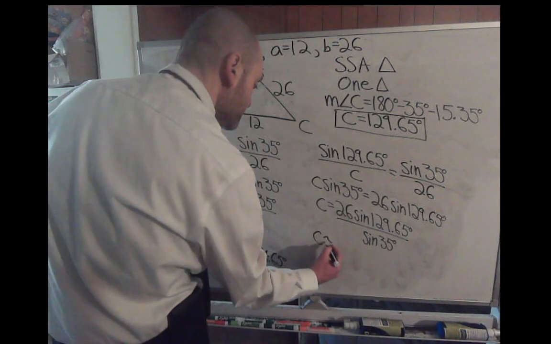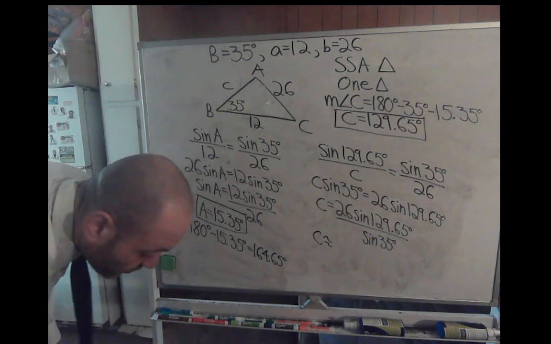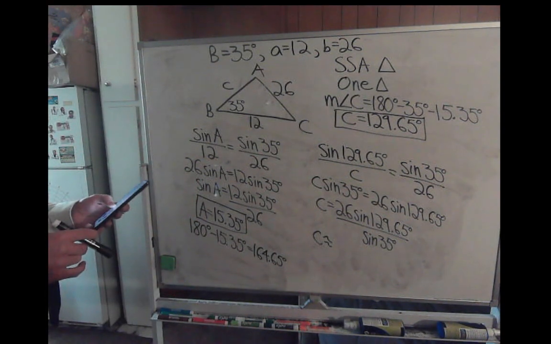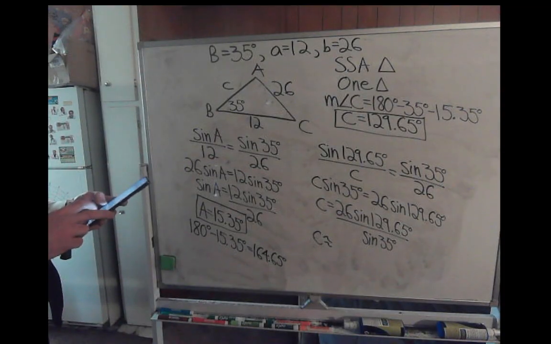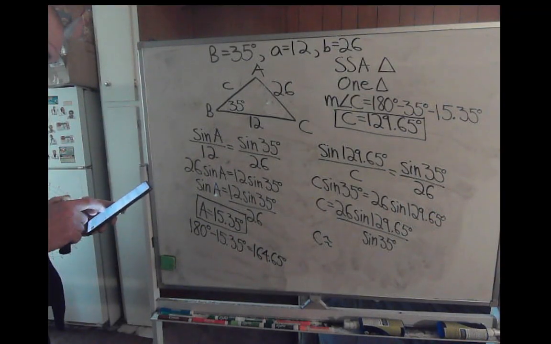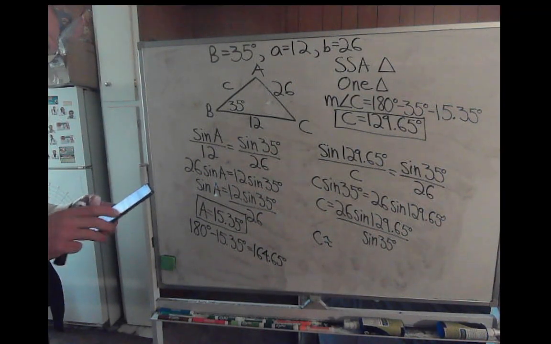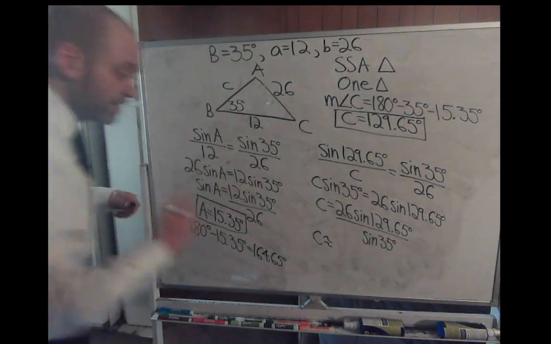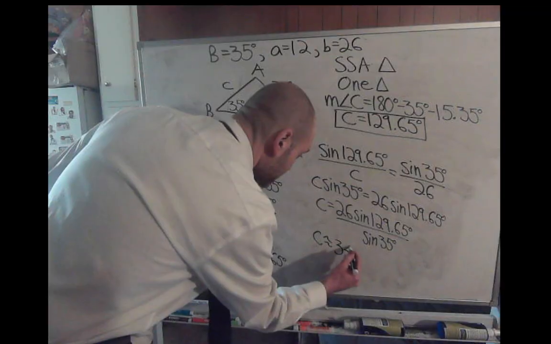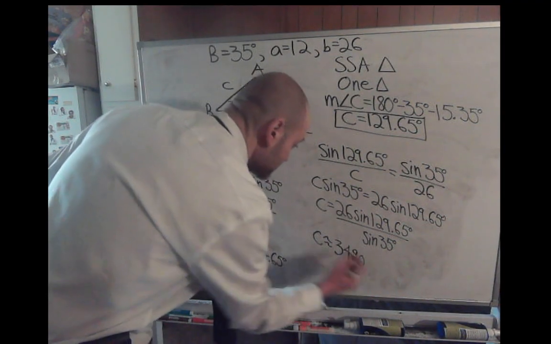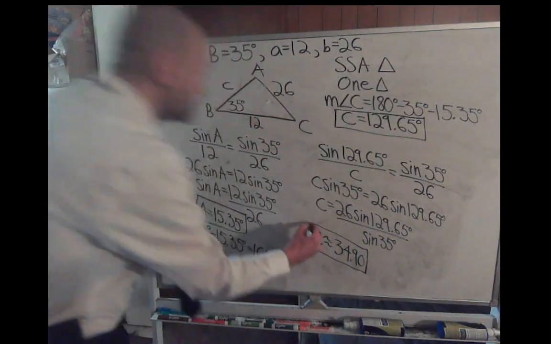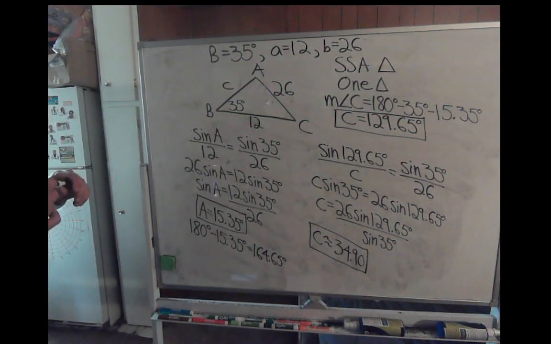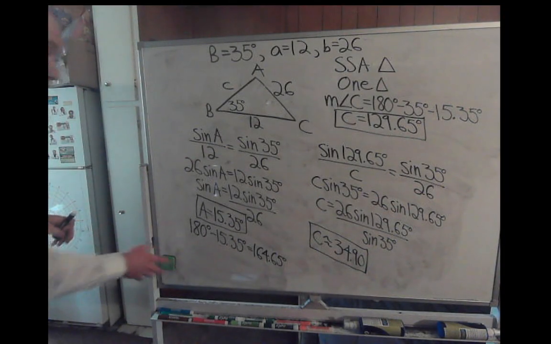So now we can get a 2 decimal place approximation for this, of about 34.90. So side C would have a length of approximately 34.90. Alright, and there's one more problem, then we're done.